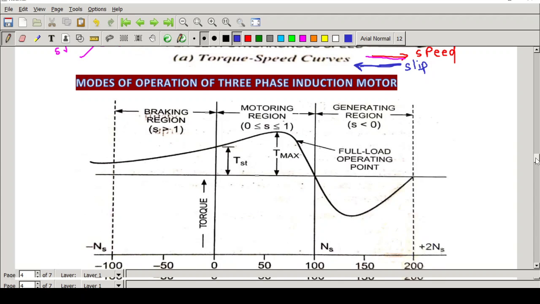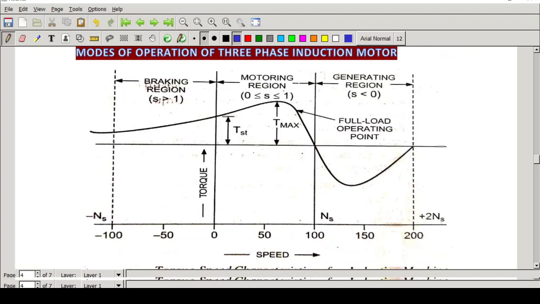Now next we will discuss the 3 different modes of operation of a 3-phase induction motor. So far we have discussed only the motoring operation. This is the portion we have already discussed: there will be a starting torque, there will be a maximum torque, and then the torque will become 0. The value of the slip varies between 0 and 1. So this is the motoring region.